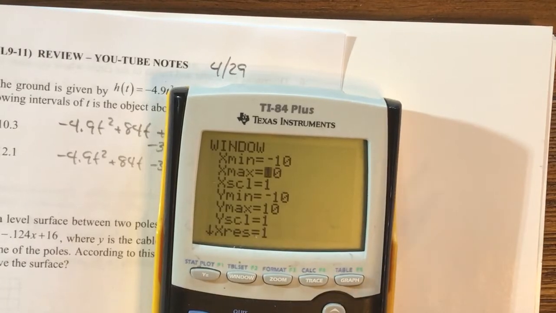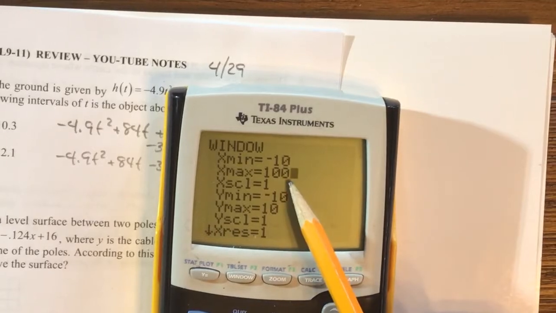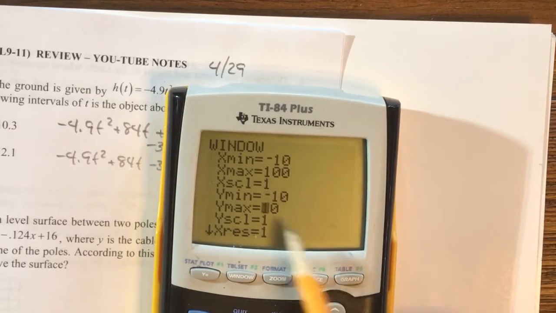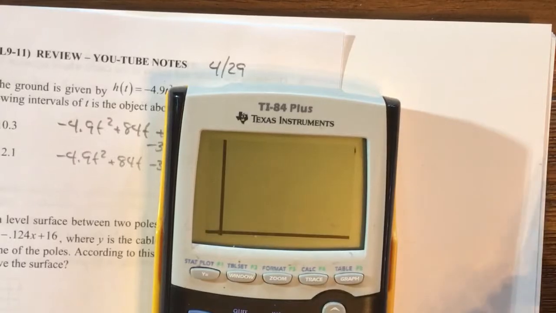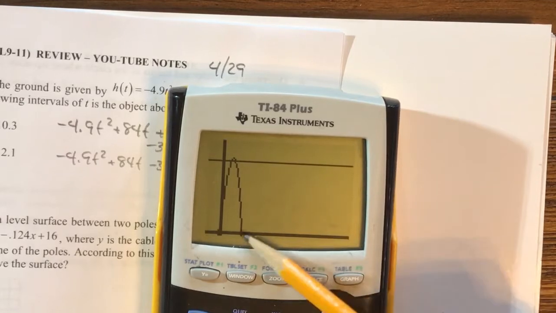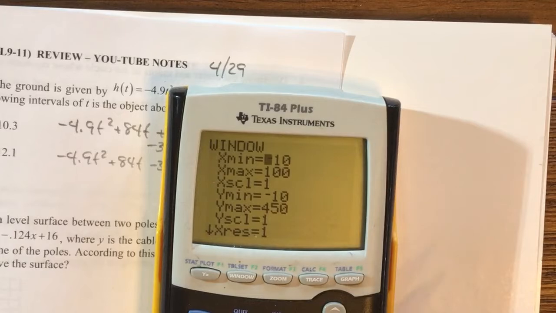So, let's just go, I don't know, let's say the 100. That's like 100 seconds for the object. All right. And it's going at least 350, so I don't know, let's make it 400. Let's go 450. So, graph. There. 100 was way too much. All right, so I'm going to shorten that up. Let's go back to my window. Going over 100, I didn't need that much, maybe like 20.